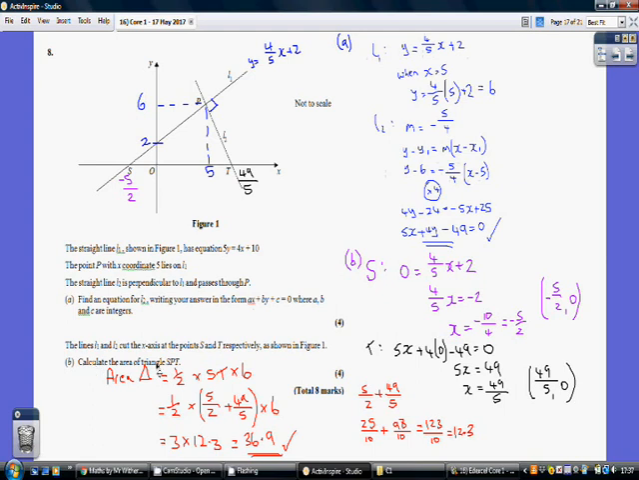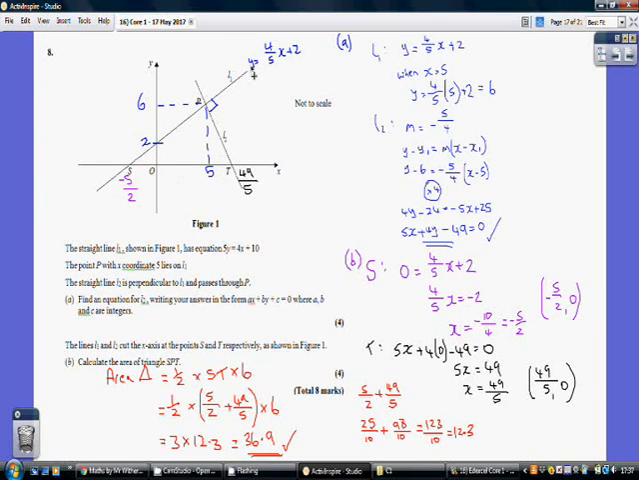Now for part B, I've got to calculate the area of the triangle SPT. To do that, I'm going to work out the length of its base from S to T and multiply that by its perpendicular height, which is 6, and then half this. So half times base times perpendicular height. All I need to work out is the length of the base, so I'm going to have to work out the coordinates of S and the coordinates of T to do that.